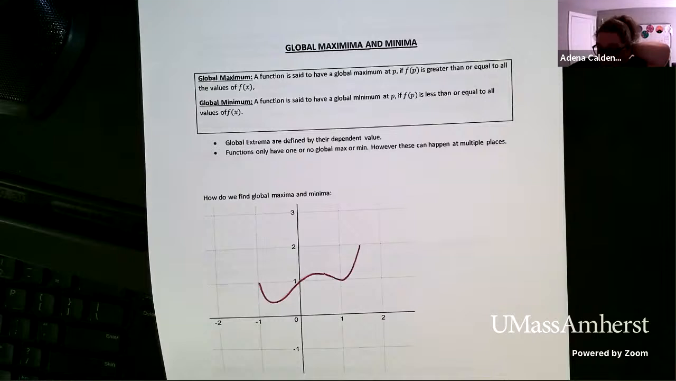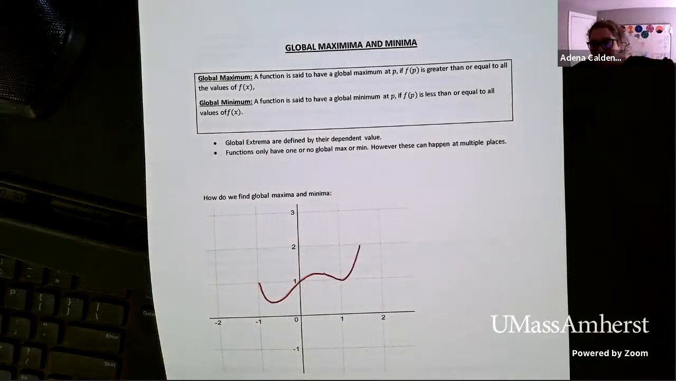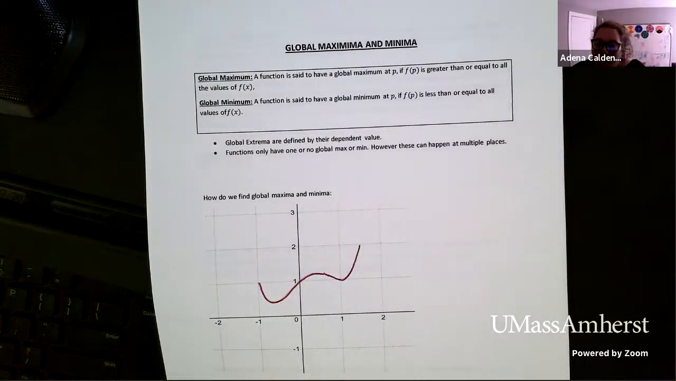So if you have a y value that is less than all other y values, that's when you have a global minimum. One of the things that I want to point out here is that our global maxes and mins are defined by their y value, by their dependent value. We are thinking about the up and down of the function, the highest point and the lowest point, and that's defined by the y value, okay?